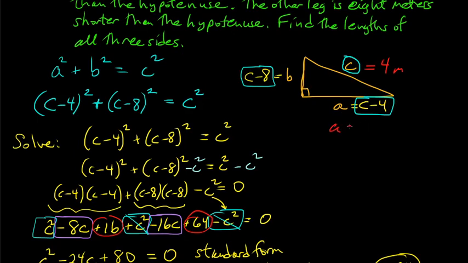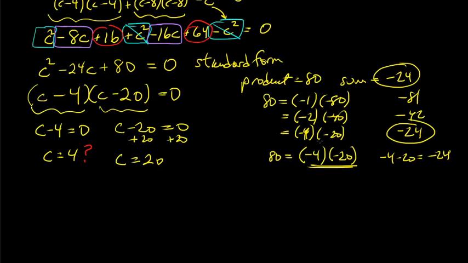Well, A would be c minus 4. 4 minus 4 would be 0. Well, it can't be 0. If it's 0, then there's no triangle, right? Even worse, the other side would be c minus 8. That would be 4 minus 8, which is negative 4. You can't have a negative length. So I think we can rule out c equals 4. Even though 4 is a perfectly good positive number, the other two sides would either be 0 or negative, and that's nonsense. So we can cross out c equals 4 for that reason.